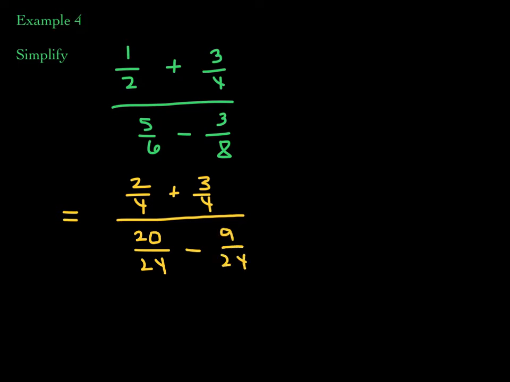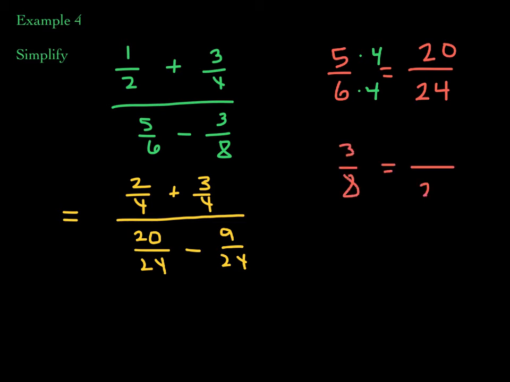If you need some help there, remember 5 over 6. If you want to rewrite it as a fraction whose denominator is 24, you would have to multiply the numerator and the denominator by 4, would you not? So then 5/6 is equivalent to 20/24. Similarly, 3/8, if you want 3/8 to be rewritten as a fraction whose denominator is 24, you would have to multiply the numerator and the denominator by 3 in order to make that happen. So that's how I'm getting 9/24. This is just side work here, okay?